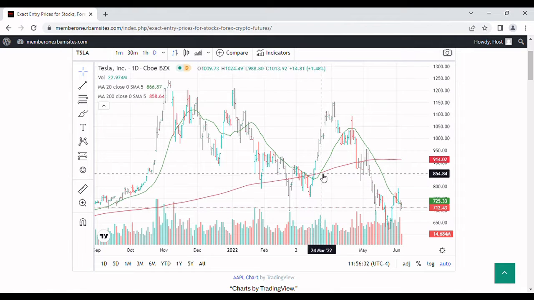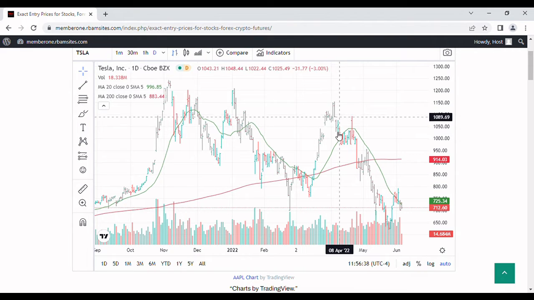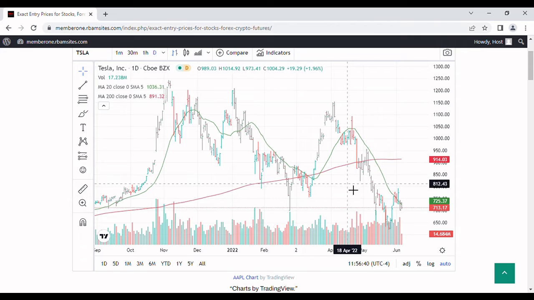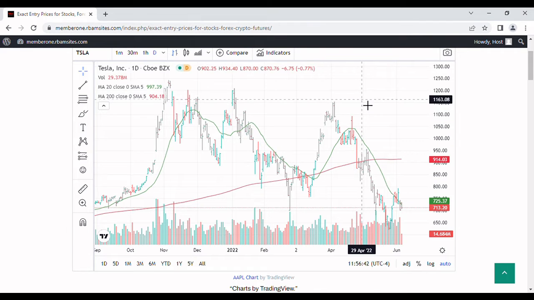You can see here we had a slight crossover of the 20-day moving average over the 200, but then it just turned right around and rallied back up. So that's my first point. When you're using any technical indicator on a chart, you just really can't rely on them 100%. Technical analysis is an art.